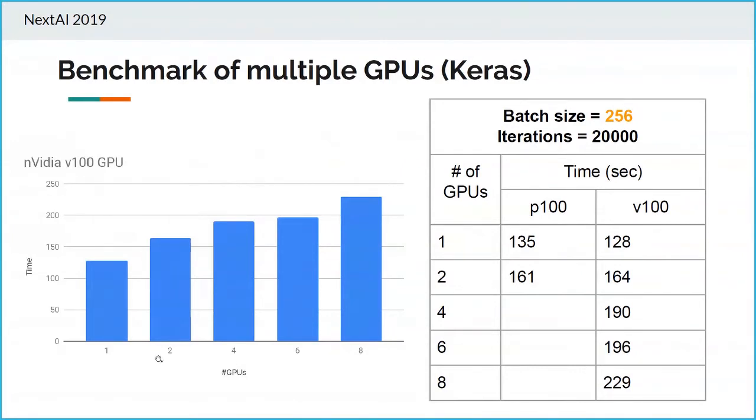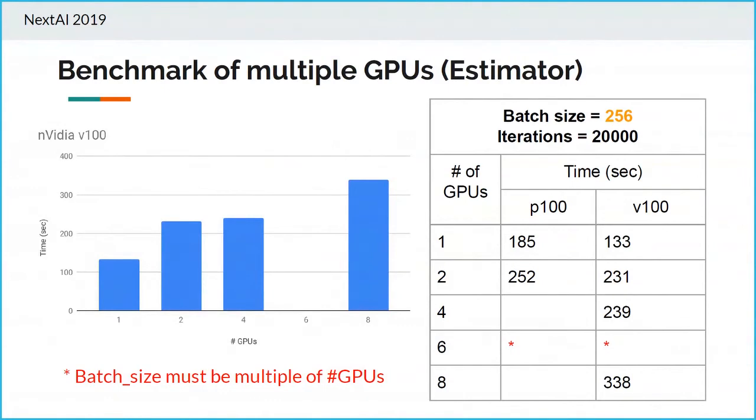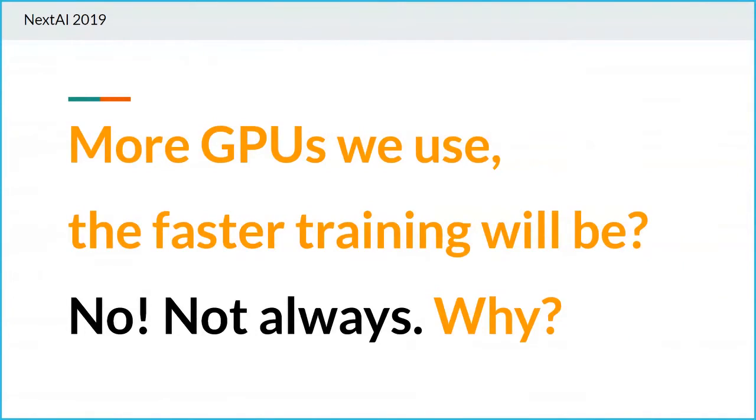So you can see that with multiple GPUs, instead of decreasing, the time increased. It's getting worse. I was shocked and surprised when I first observed this phenomenon. I couldn't understand why. With more GPUs, I thought I would need less running time, but now it's just the opposite. What happened? I also did the experiment using the estimator and observed a similar phenomenon, although a little different. So first of all, the answer is no, not always, but why?